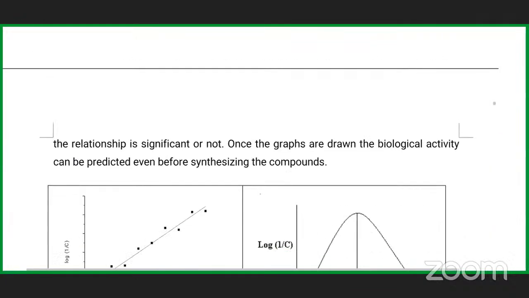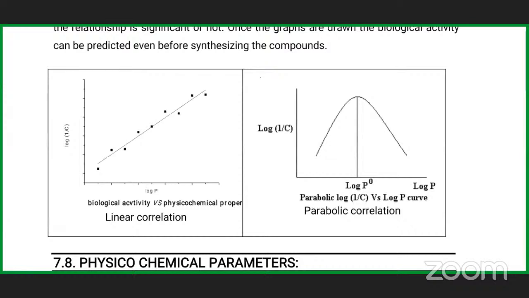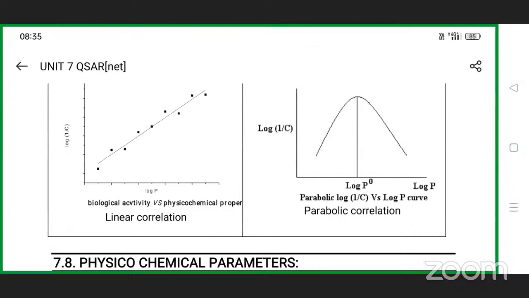So in the graphs, generally we get two kinds of graphs here. One is a linear correlation and the other is a parabolic correlation, right? In this graph you can see the biological activity versus physicochemical properties, where the biological activity, denoted with log 1 by C, is taken on the y-axis, and the physicochemical parameter is taken on the x-axis, shown with one example like the log P value here. Log P is the partition coefficient here.